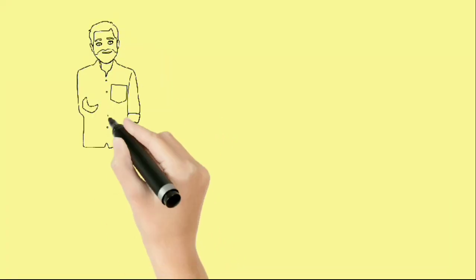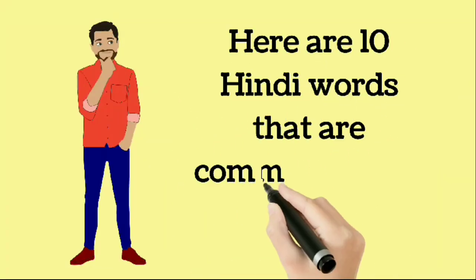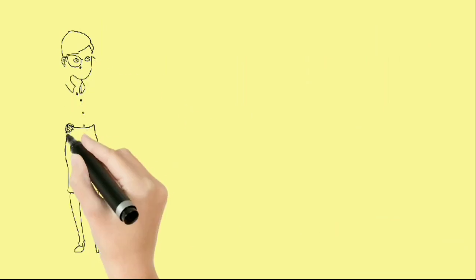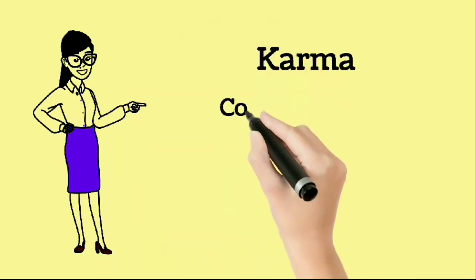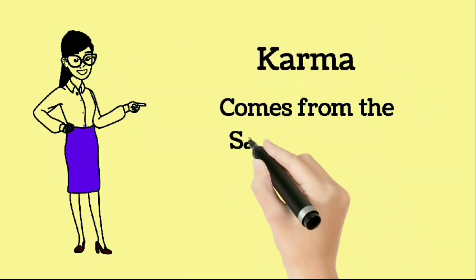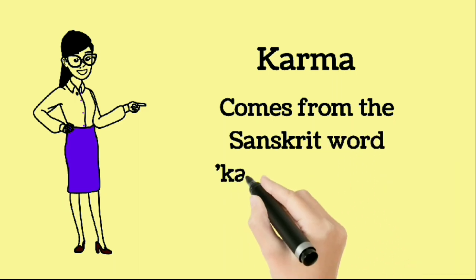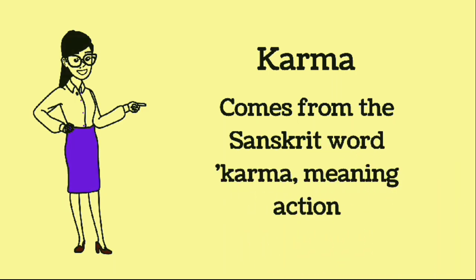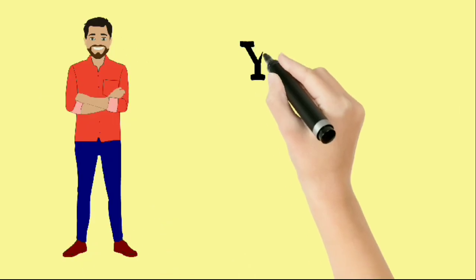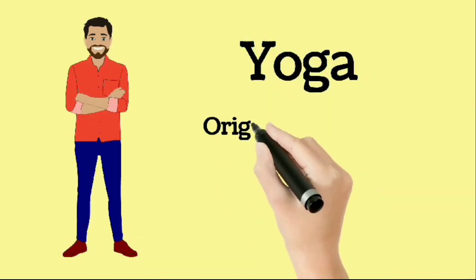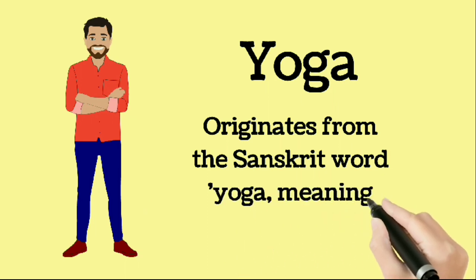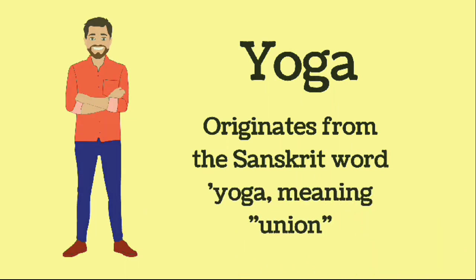Here are 10 Hindi words that are commonly used in English, often without us realizing their origins. Number 1. Karma. This term, often associated with the concept of cause and effect, comes from the Sanskrit word karma, meaning action. Number 2. Yoga. This practice of physical, mental, and spiritual well-being originates from the Sanskrit word yoga, meaning union.